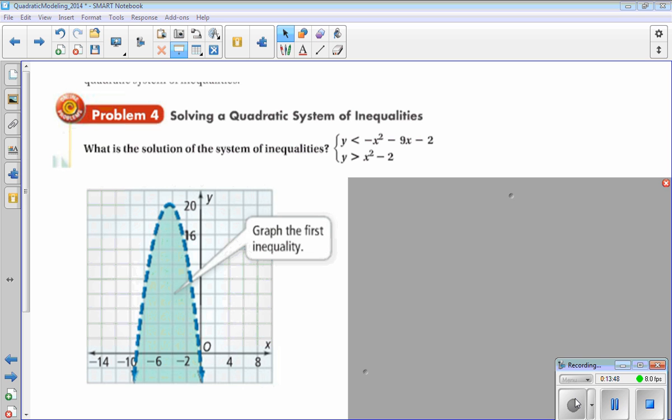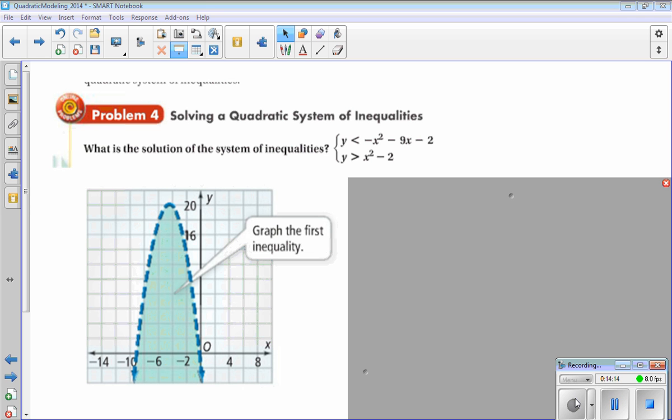Does it make sense that it's an upside down parabola? Yeah. That's a negative. Does it make sense that it's dotted? Yeah. Why? Because it's not equal to. Does it make sense that it's shaded underneath? Yes. Why? Because it's less than. Good. So all those pieces click to me. We know it's upside down, we know it's shaded underneath, and we know it's dotted, because of the way the inequality looks.